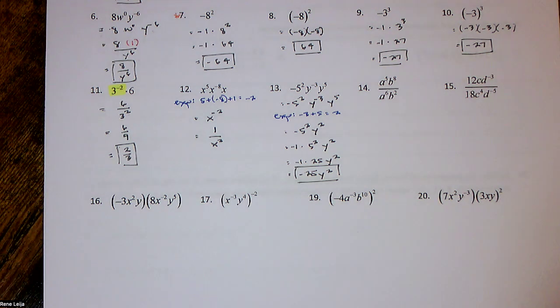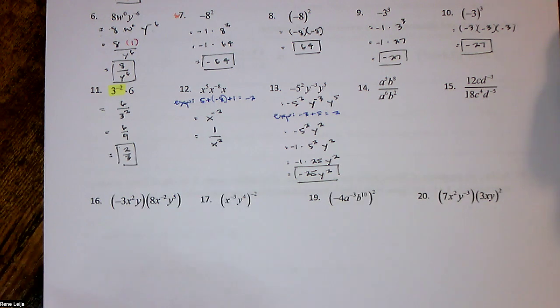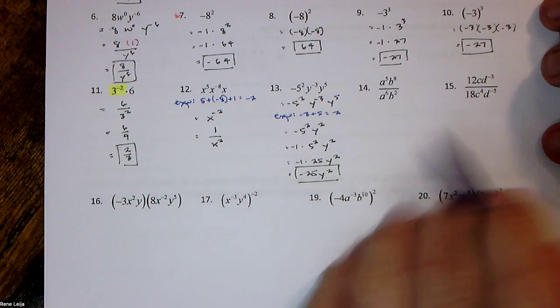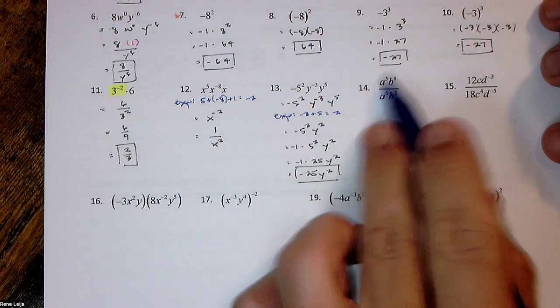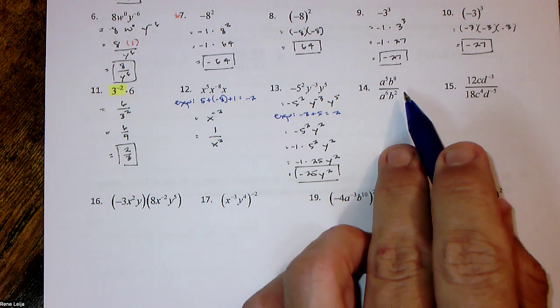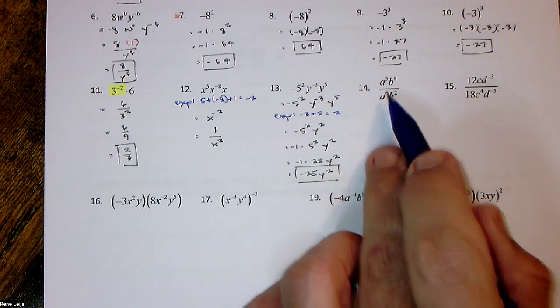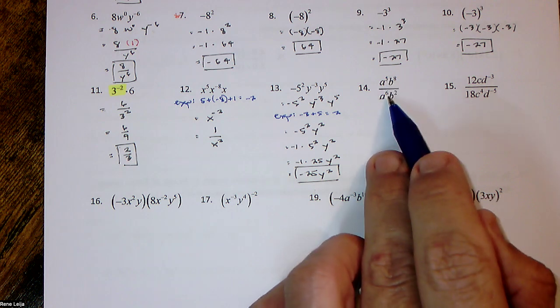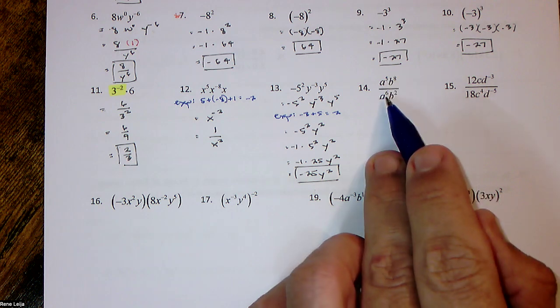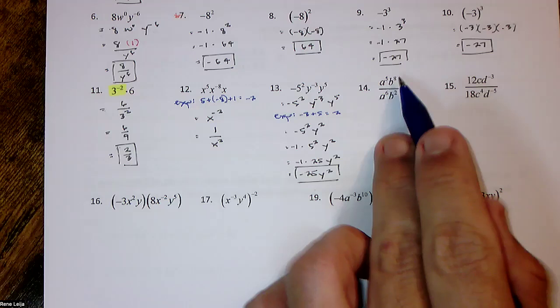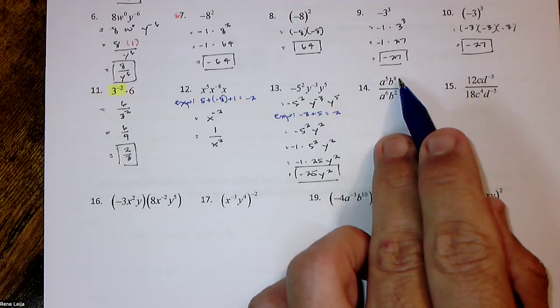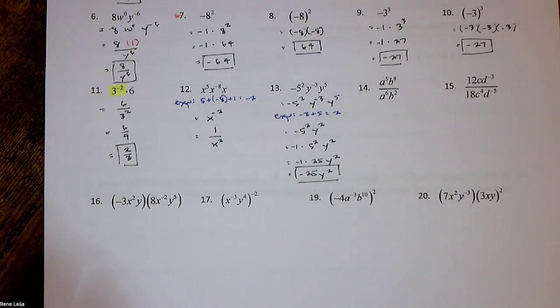All right. Now, for number 14, you can do this one of two ways. Now, when you have positive exponents like this, the way that I like to present this is: if you notice your A's, you have more A's in the bottom than you do in the top. And for the B's, you have more B's in the top than you do in the bottom.